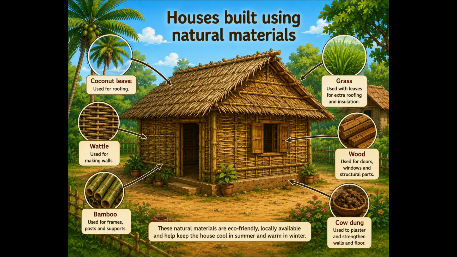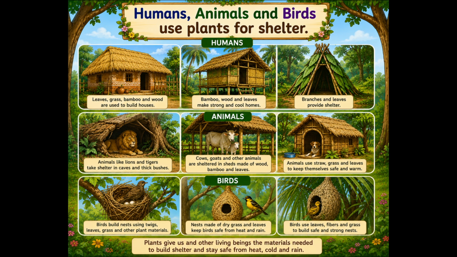Houses are also built using natural materials like coconut leaves, hay, grass, wattle, bamboo, wood and cow dung. This makes the house airy, cool and inexpensive to build. In this way, humans, animals and birds use plants for shelter.